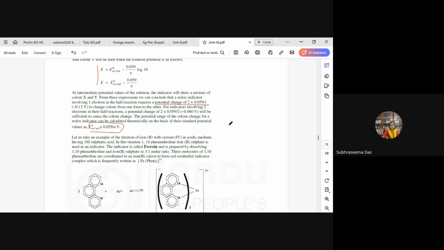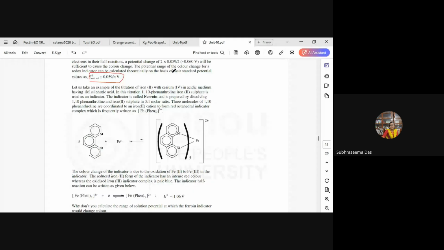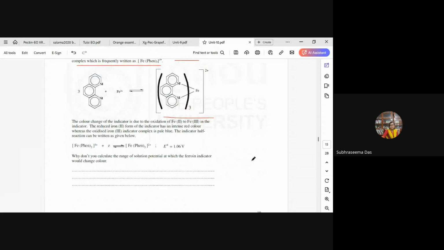Now let us take an example of titration of iron with cerium in acidic medium. In this titration, 1,10-phenanthroline iron is used as an indicator, that is ferroin. Three molecules of phenanthroline are coordinated to iron to form a red octahedral indicator complex, which is indicated by this. The color change of the indicator is due to the oxidation of Fe2+ to Fe3+ in the indicator.